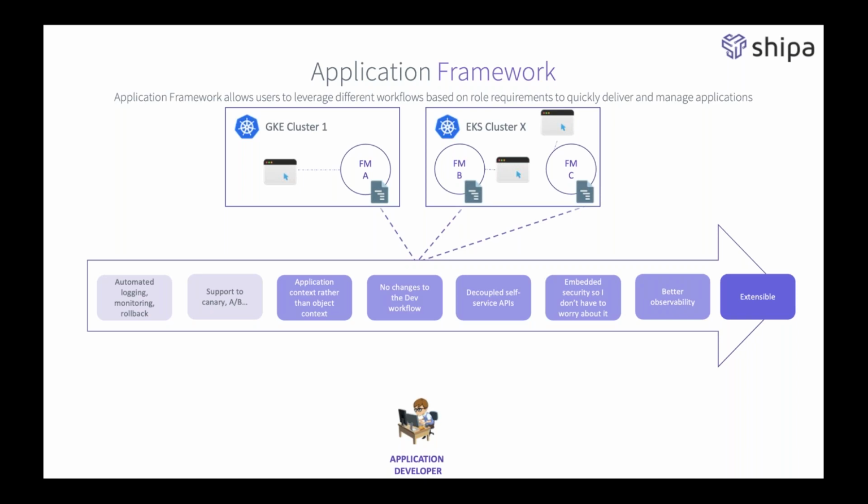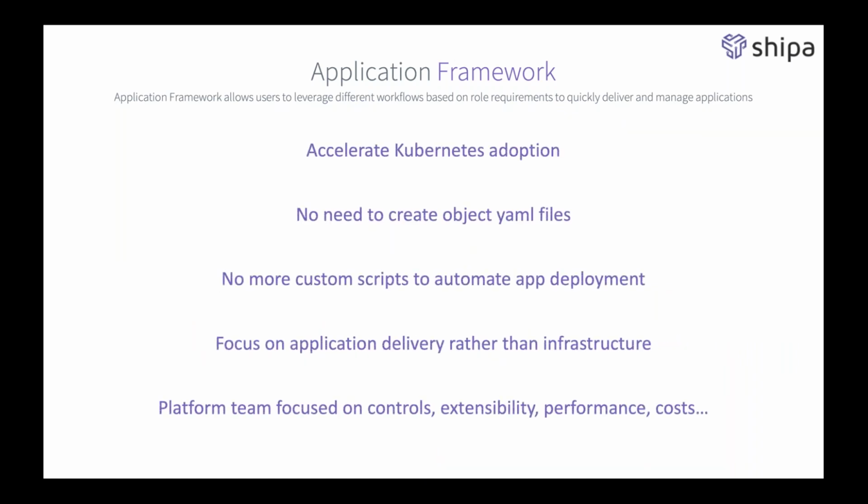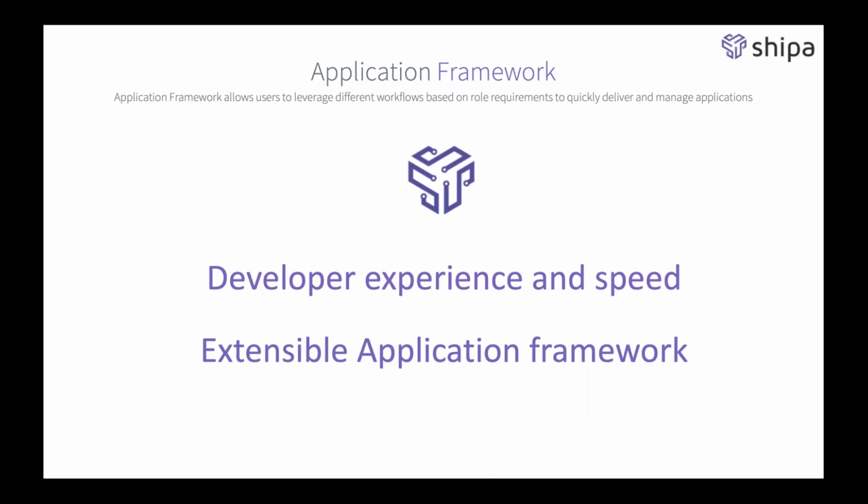So these are some of the benefits, and what we're looking for at the end of the day. When you start implementing the framework, it helps you accelerate Kubernetes adoption. There's no need anymore for your developers to create YAML files and objects. You remove a lot of the custom scripts that you had to build and put in place that become really hard to manage for your app deployment. As a platform team or a DevOps team, we are the champions because we allow our application delivery team or our developers to focus on applications rather than infrastructure. And we as a platform team or DevOps keep our focus on controls, security, performance, and cost rather than building a bunch of custom scripts. And last but not least, we're focusing on delivering developer experience and speed at the same time that we as a platform team are implementing an extensible application framework.